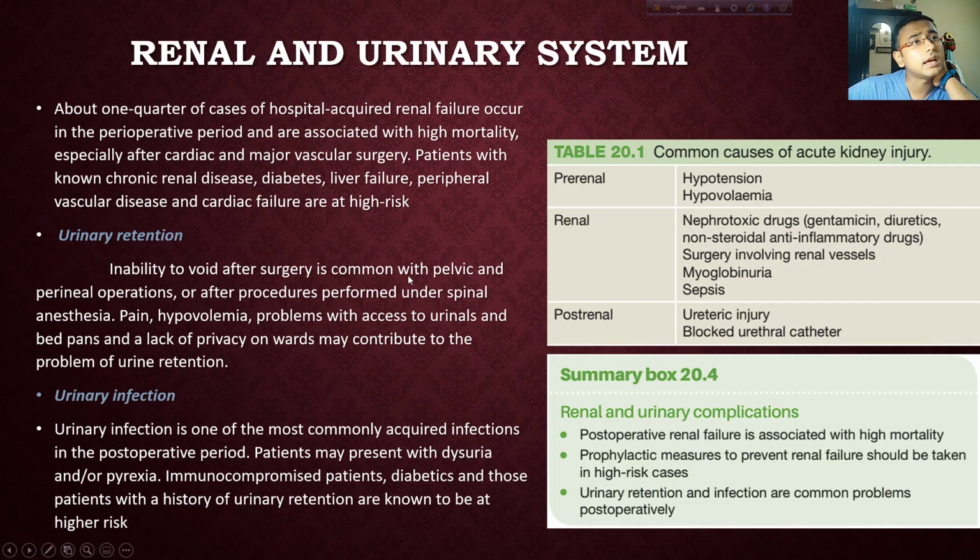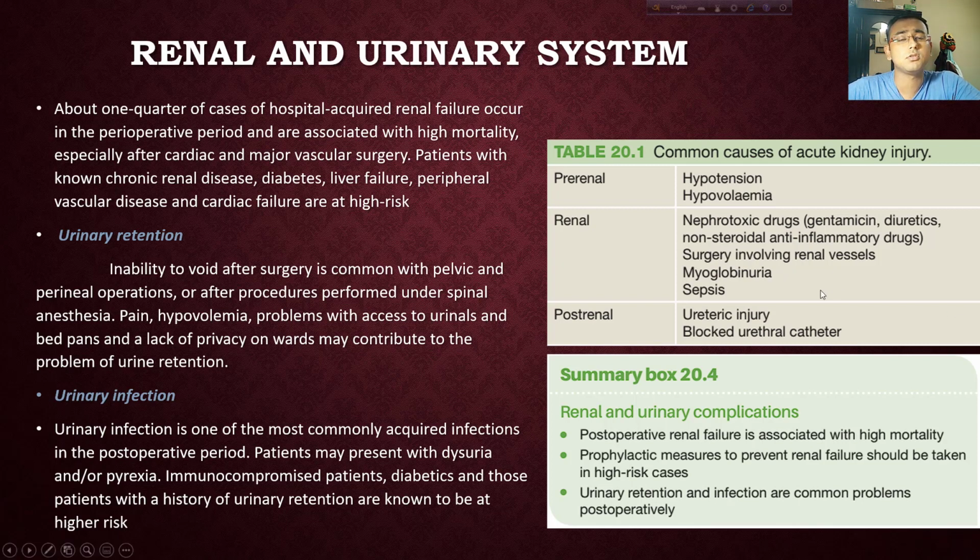Here you can see the renal and urinary system problems. Here you can see pre-renal, renal, and post-renal complications like hypotension, hypovolemia, and nephrotoxic drugs such as gentamicin, diuretics, and NSAIDs. Myoglobinuria is the most threatening complication; if we find it, renal shutdown is imminent, because it is invariably found in road traffic accidents or limb surgery like orthopedic surgery, any fracture surgery.